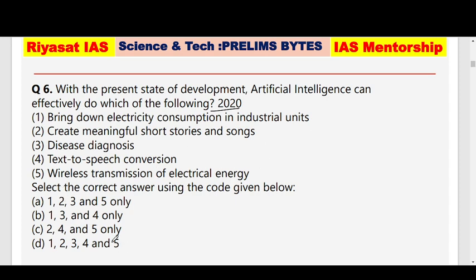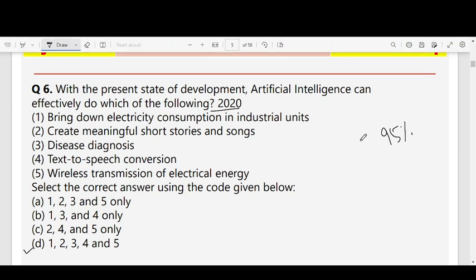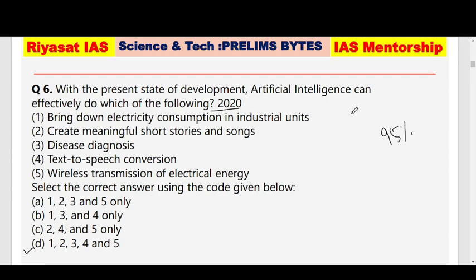Here I have not marked the answer because I want you to think. I can guess that 95% of you will be marking this. Right? I'm again giving you some time. Please look into this question.